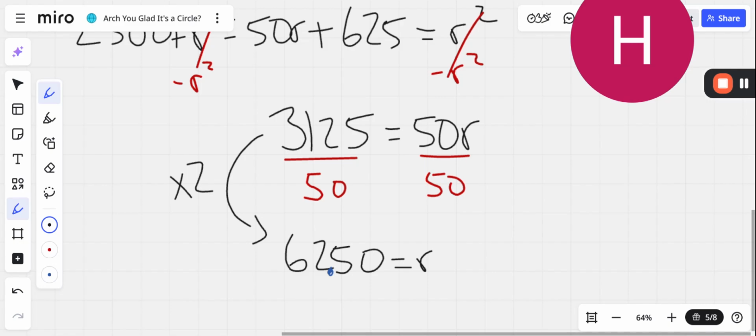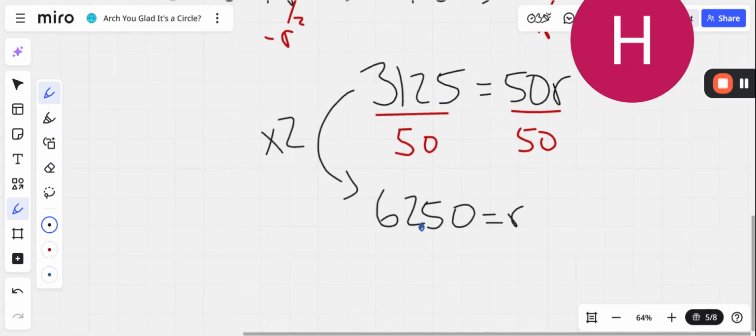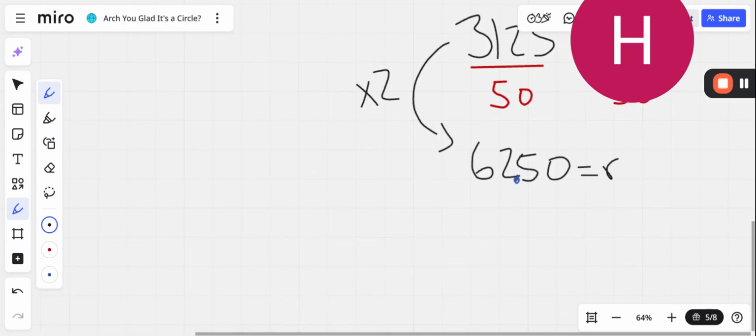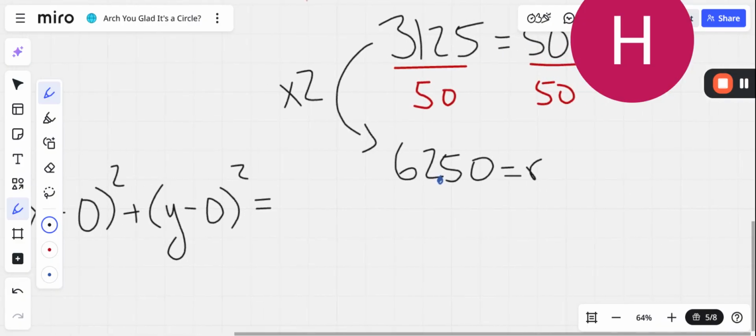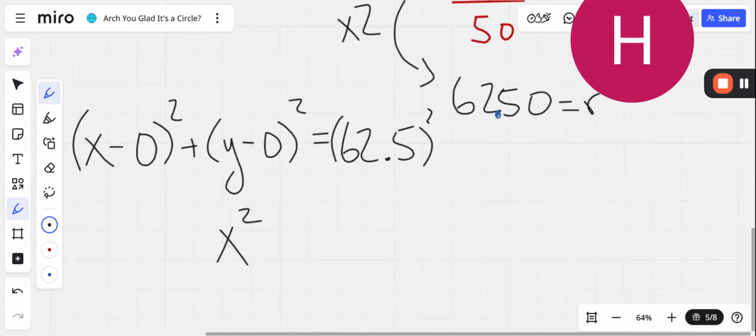All right, so this is our radius. Does this give us the final answer? No, not quite. We have to put this equation in its form. So we're going to have x minus 0 squared, technically. I'll still put the 0 in there, even though it doesn't do anything to subtract 0. Plus y minus 0 squared equals 62.5 squared. So really the goal of this was just to find the radius so that we can plug it into this nice equation. And then if you want to clean it up, feel free.